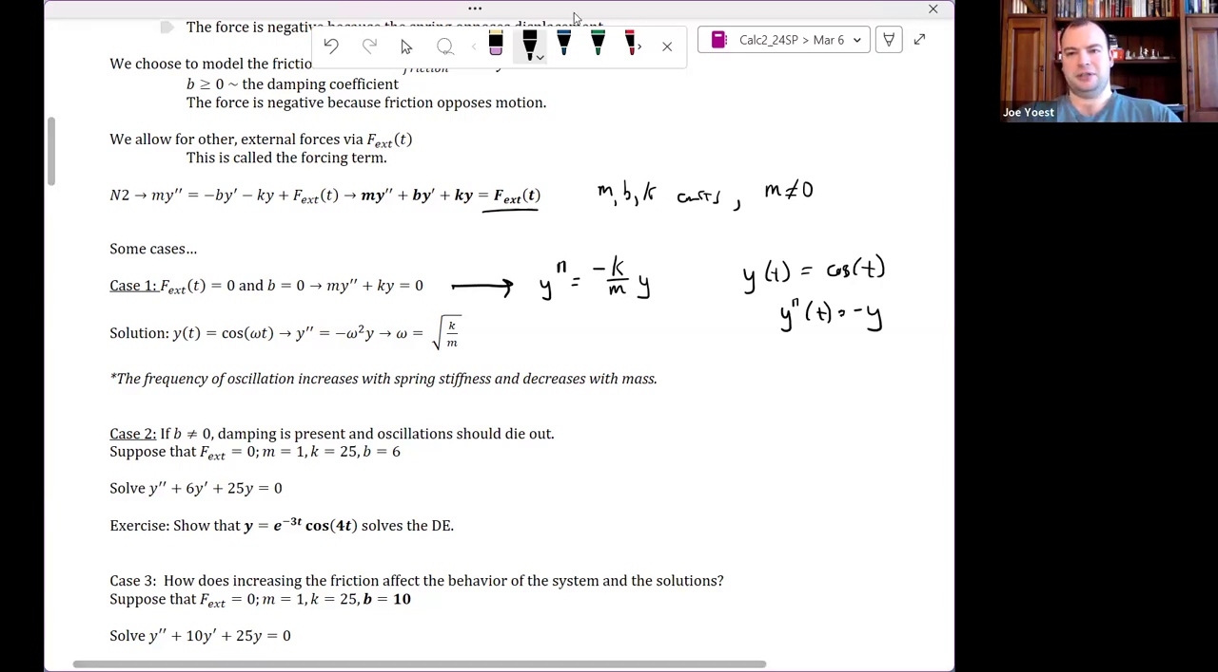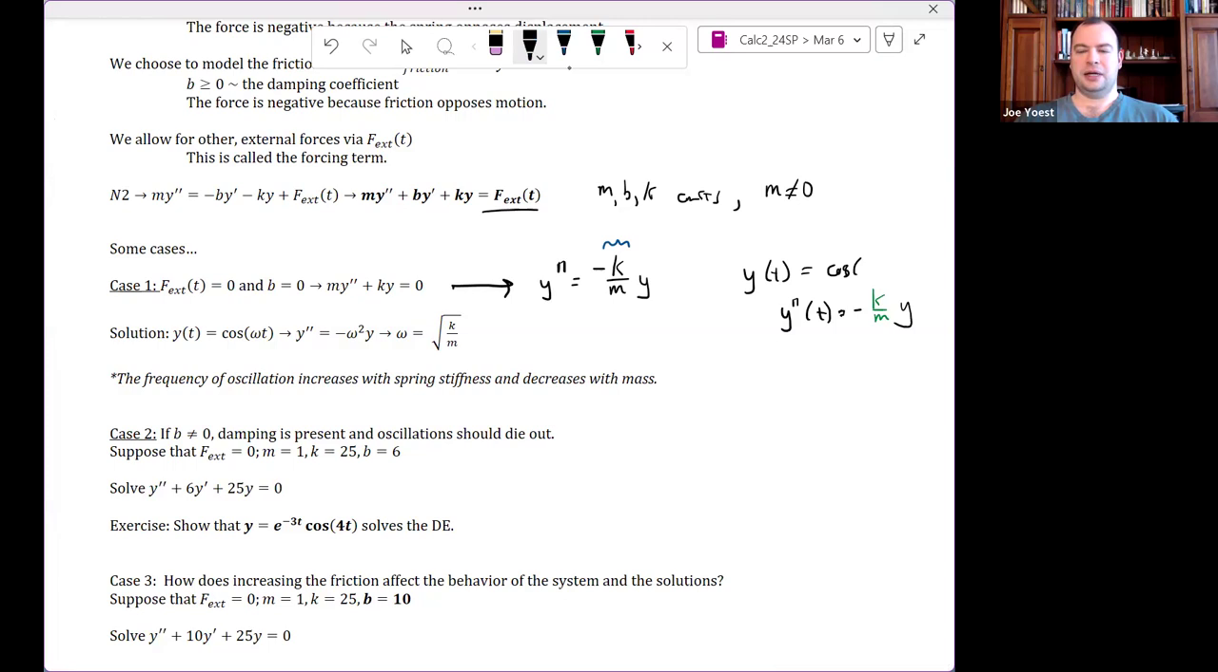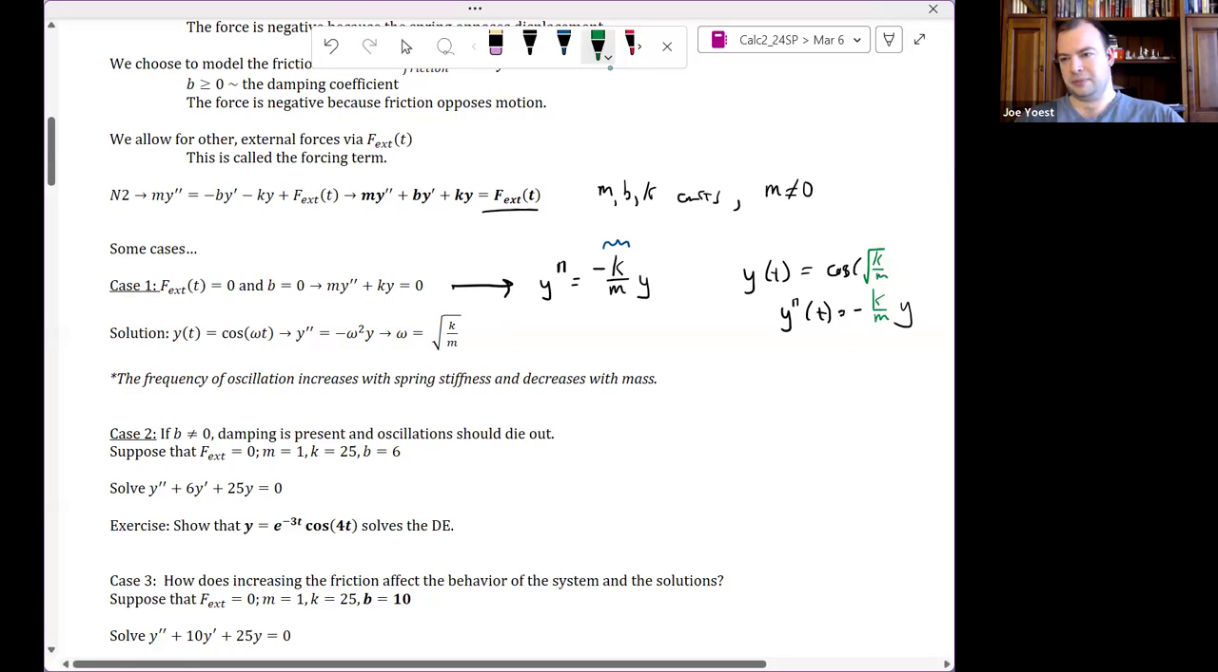We do, however, need to fix some constants. We do actually want to get out of k over m. So how can I adapt this solution so that y double prime is negative k over m times y? Well, I need to take two derivatives. I need to pop out a constant twice. I need to get a constant squared being k over m. If I put a root k over m inside of my cosine, I think that will do the trick.